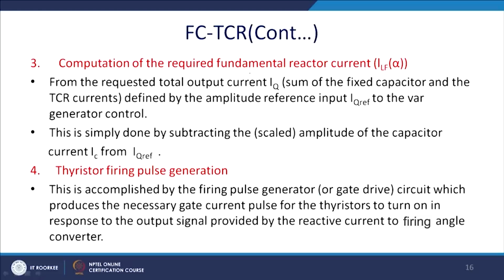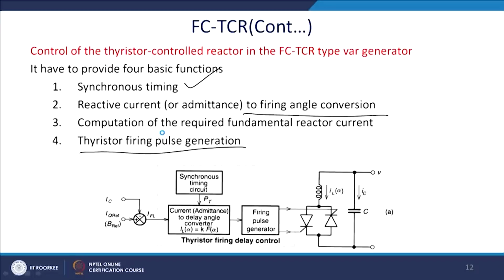Computation of the required fundamental reactor current IFL alpha. From the requirements, the total output current Q is the sum of the capacitor and the TCR current, defined by the amplitude of the difference IQ ref to the Var generator. This is simply done by subtracting the scaled amplitude of the capacitor current IC from IQ ref. Please refer to this slide. So, from IC and IQ ref, you can compute this value.